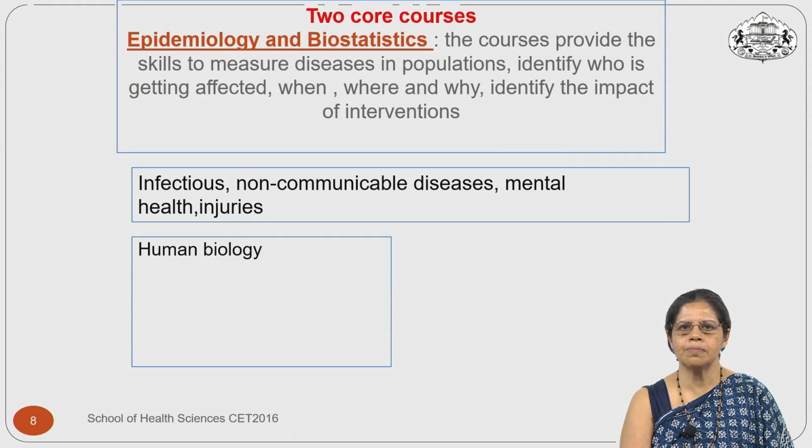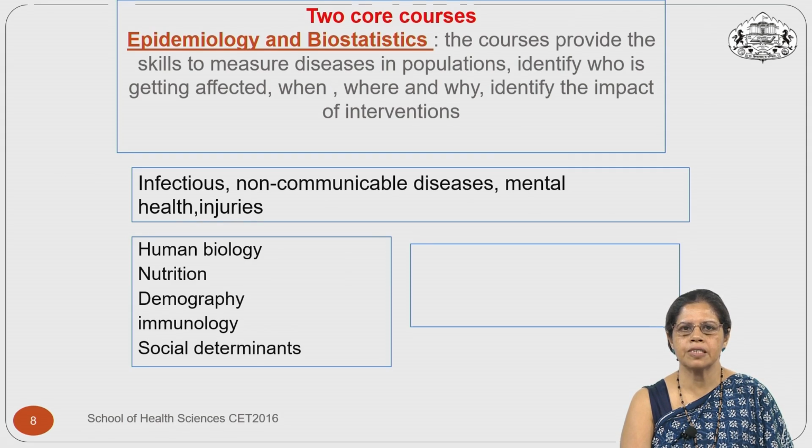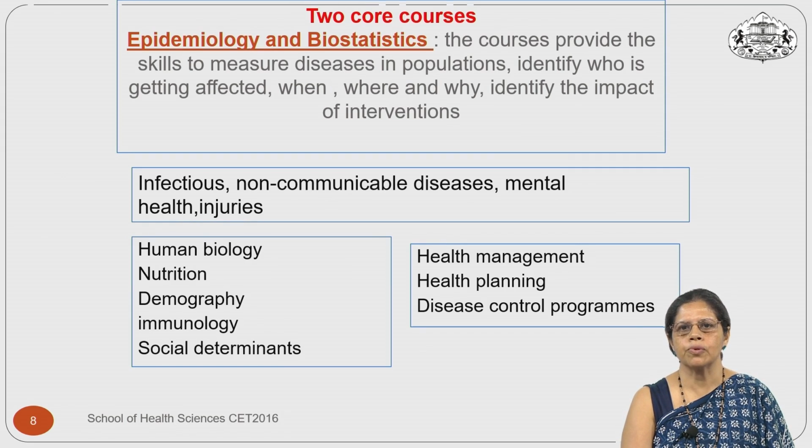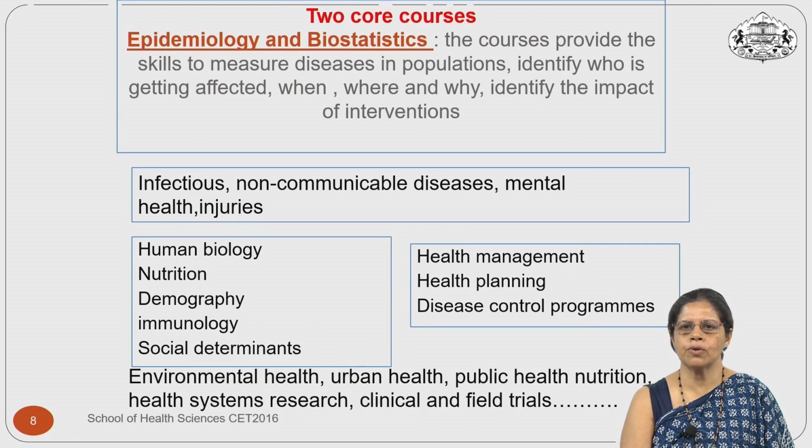Now, whilst learning about these specific topics, we teach a lot of supporting subjects such as these. When you come for a course in public health, you will come across a lot of new things which may not have been taught in undergraduate courses. For example, environmental health, urban health, public health nutrition, health systems research, clinical and field trials and so on.